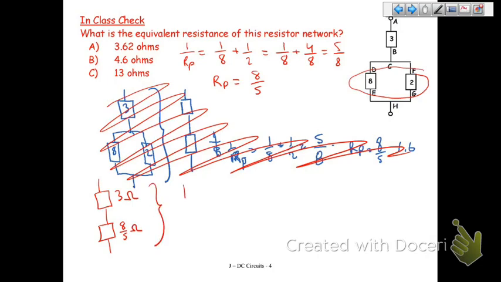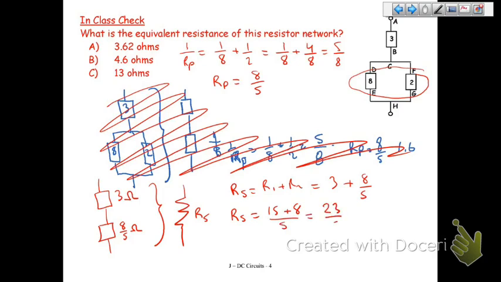And then I want the one to replace it, which is going to be R series in this case. So RS equals R1 plus R2, which equals 3 plus 8 over 5. R series is equal to 15 plus 8 over 5, which equals 23 over 5, which equals 4.6 ohms. Yep.